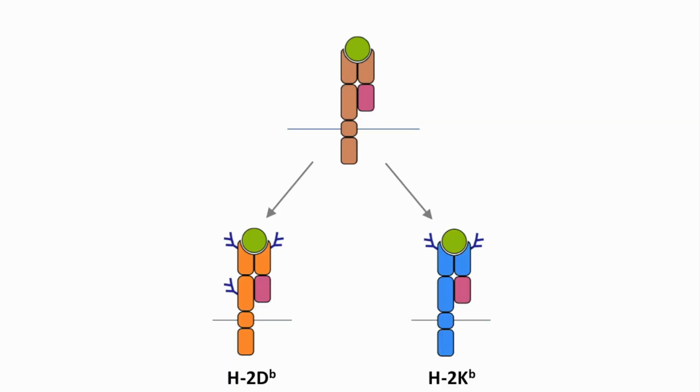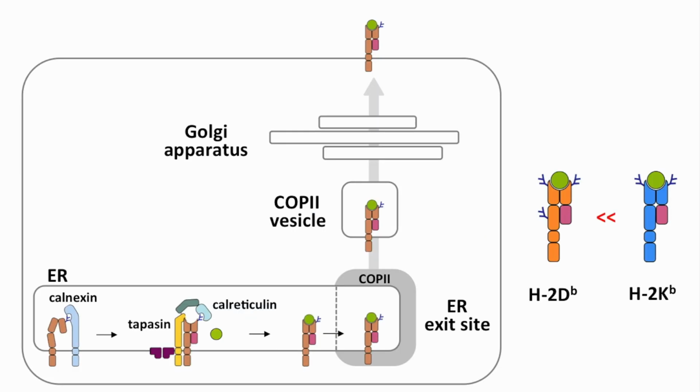For MHC class 1 proteins, many different allotypes exist. Some of these differ only in a few amino acids. For us, H2DB, shown in orange, and H2KB, shown in blue, differ in about 20% of their primary amino acid sequence. As a result, H2KB traffics from the ER to the cell surface much faster than H2DB.